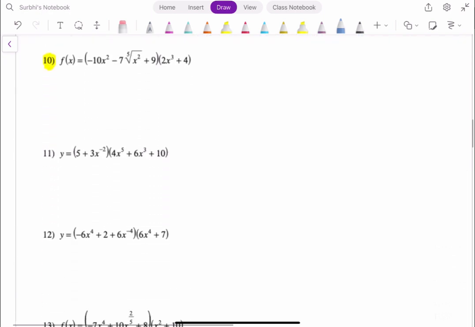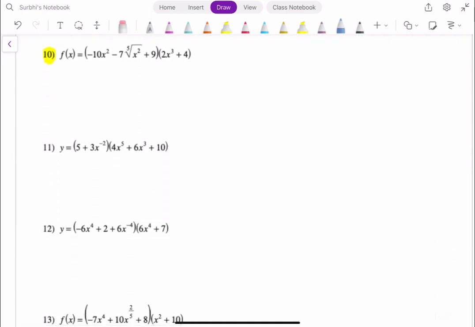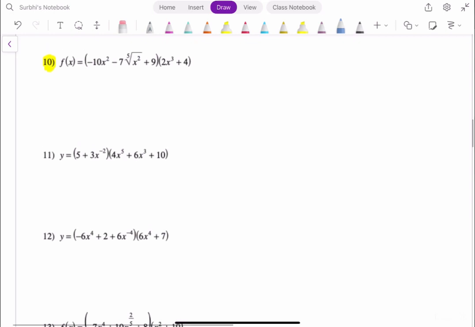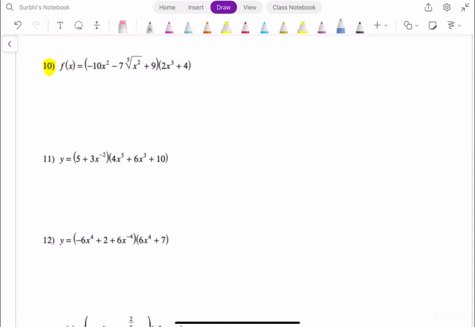Now let's try one more problem. Question number 10, it is a little bit more intense because it has many parts to it. We have the radicals here and we have the exponents as well. So be a little bit careful. Can I rewrite the radical in terms of exponent? So we can rewrite the radical x to the power of 2 and we have the fifth root. So I can say x to the power of 2/5. Writing in terms of x to the power of n will make our life easier to find the derivative. And we can apply the power rule a little bit easier.